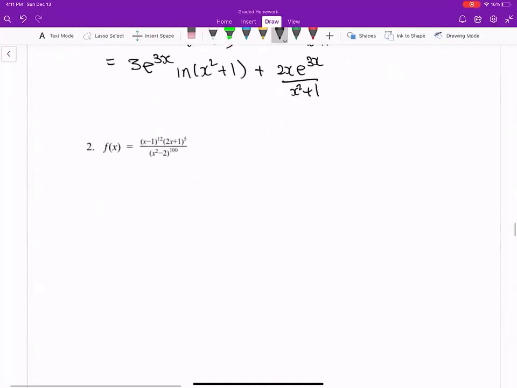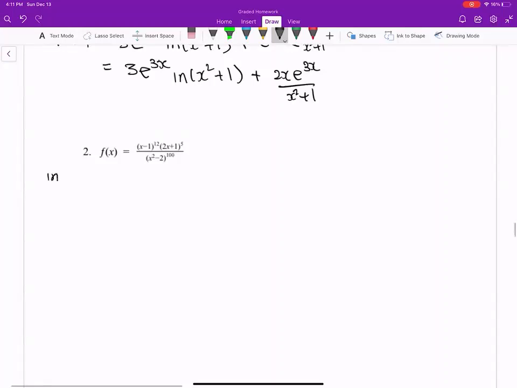Now question 2. When you first see a question like this, you should recognize that this is way too hard to compute normally. So this is a good indicator that you need to use logarithmic differentiation. The way this works is you would take ln on both sides. So ln f of x equals ln of (x minus 1) to the power of 12, (2x plus 1) to the power of 5, (x squared minus 2) to the power of 100.